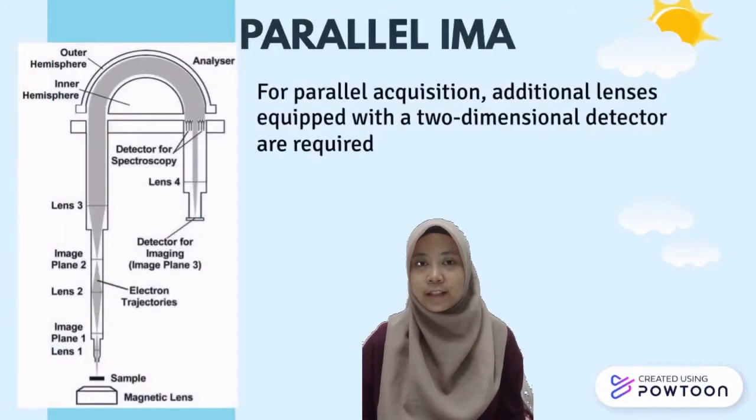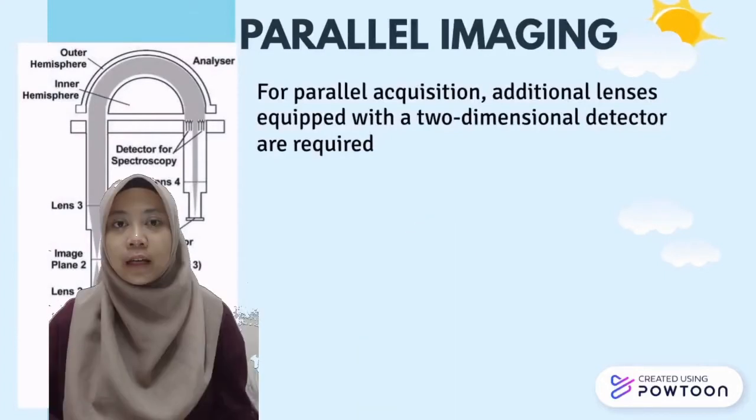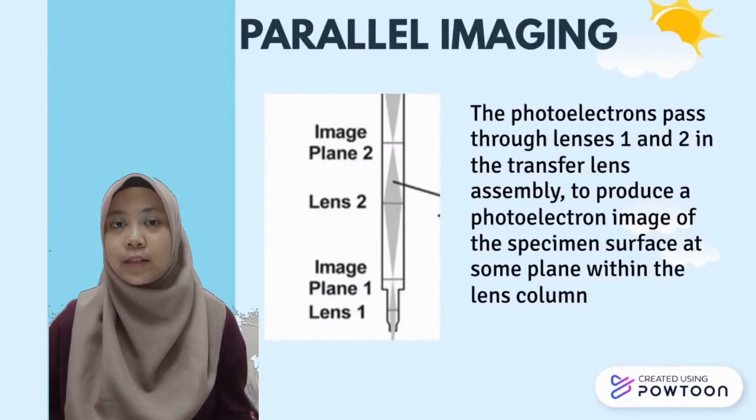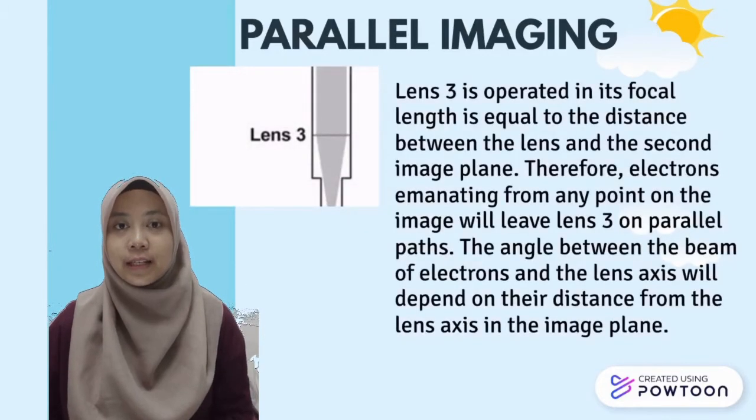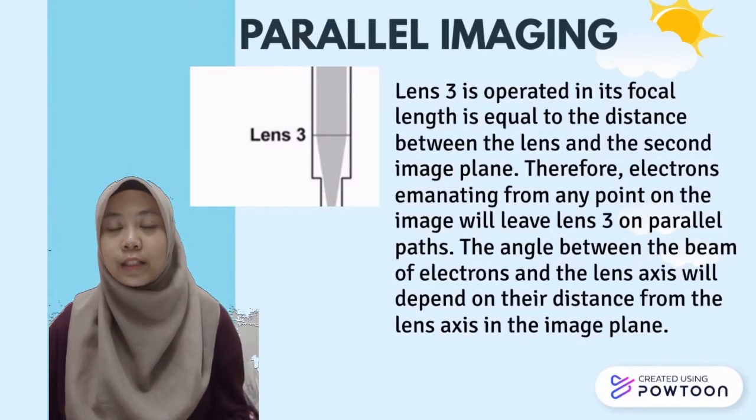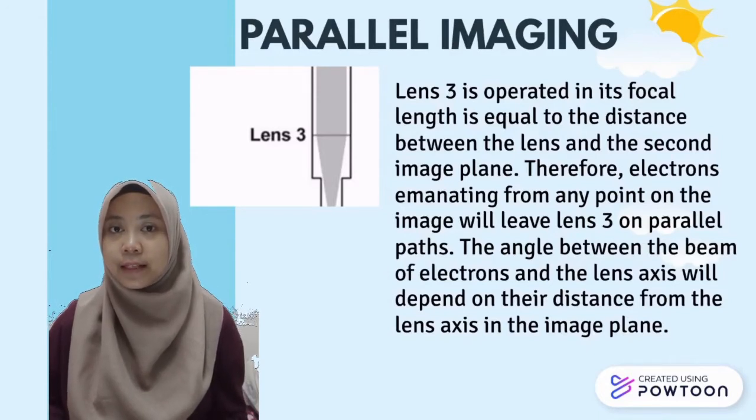For parallel acquisition, additional lenses equipped with a two-dimensional detector are required. The photoelectrons pass through lens 1 and 2 in the transfer lens assembly, producing a photoelectron image of the specimen surface at some plane within the lens column. Lens 3 is operated so that its focal length is equal to the distance between the lens and the second image plane. Therefore, electrons emanating from any point on the image will leave lens 3 on a parallel path.